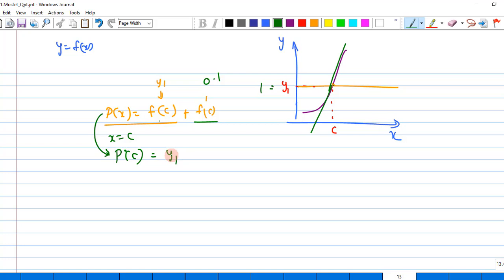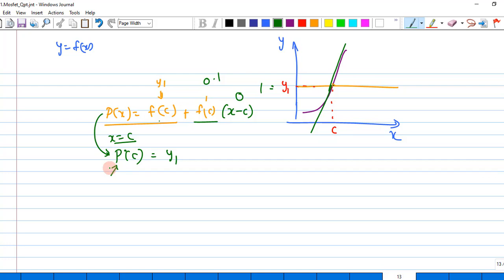So what am I supposed to do in order to eliminate this 0.1 around that known value? Can I write something like x minus c? What happens the moment I have the value of x equal to c? This becomes 0, due to which the slope term becomes 0, and I get exactly the 1 when I have p of c. Is that clear? And this is what is known as a polynomial.